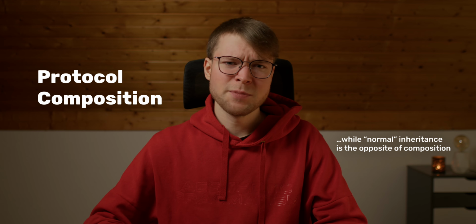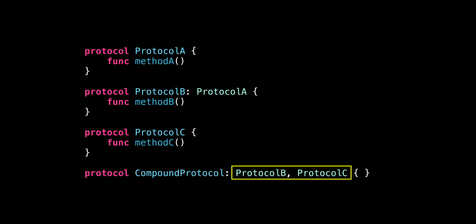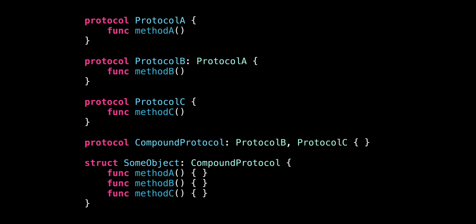A more appropriate name for protocol inheritance is protocol composition. But in my experience, both terms are equally common. When it comes to conforming to compound protocols, it's basically the same as fulfilling the requirements of all its parts. In fact, your object can just conform to each of them individually, without ever mentioning the compound protocol. The compiler will synthesize the overall conformance behind the scenes.